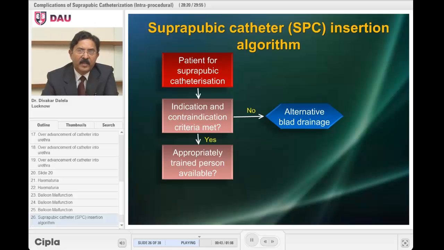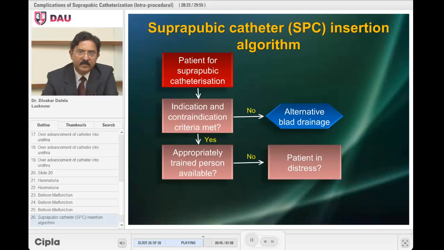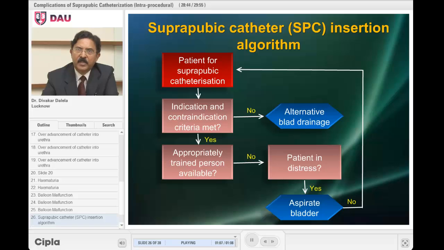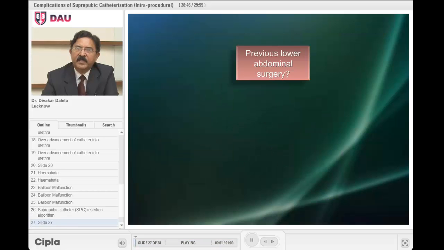Because if you are not trained and your patient is in distress, I would suggest that you put in a needle, aspirate the bladder and reduce the bladder volume. That's all you do, not the proper full trocar cystostomy if you are not trained. By aspirating the bladder, the volume becomes less and the misery of the patient is reduced, and later on you can do a suprapubic cystostomy. If the patient has had previous lower abdominal surgery, then better to do an ultrasound guided or a formal open suprapubic catheter insertion.